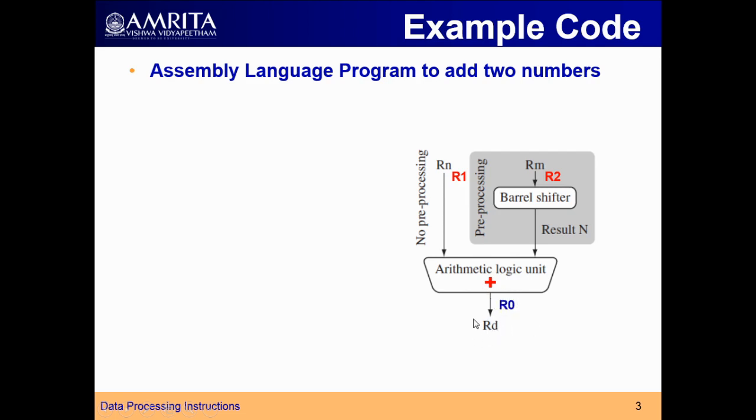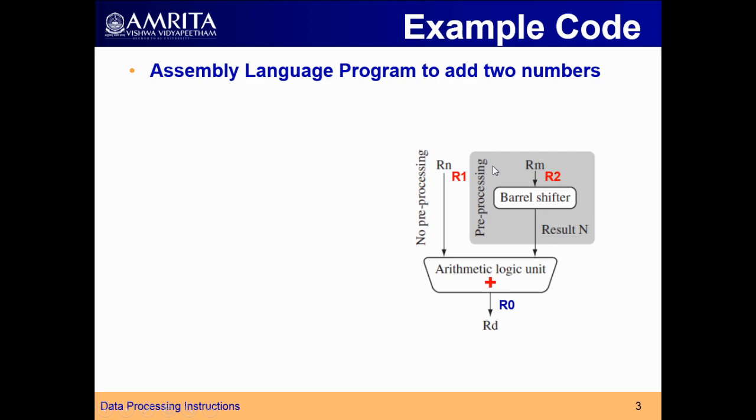After performing the addition of R1 and R2, the result I am going to store in a register known as RD. RD stands for destination register. In my case, I am using R0 as the destination register. So R1 is my first operand register, R2 is my second operand register, and R0 is my destination register. So now I am going to give two operands to these registers.